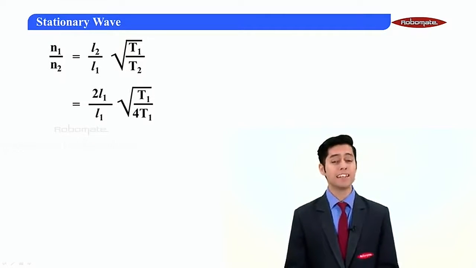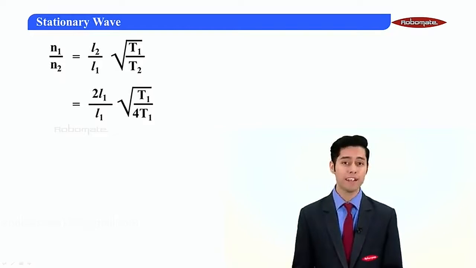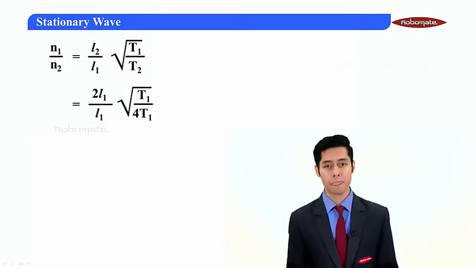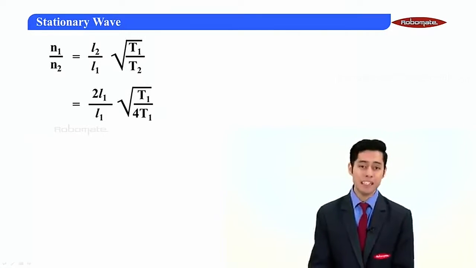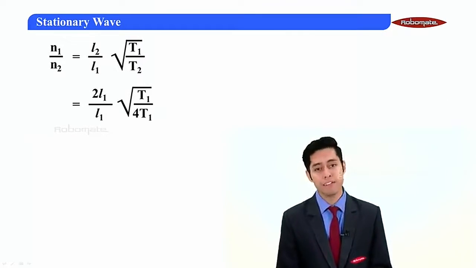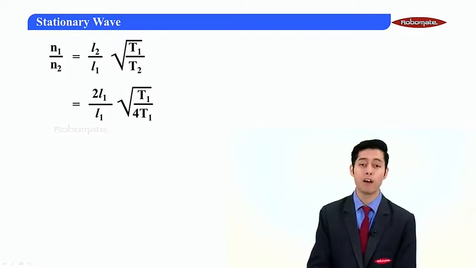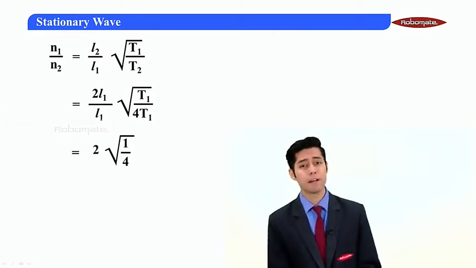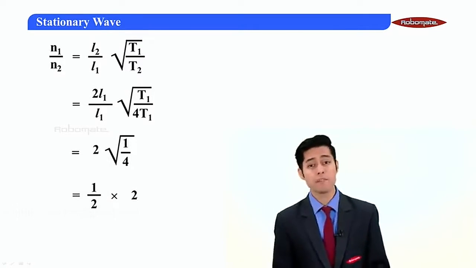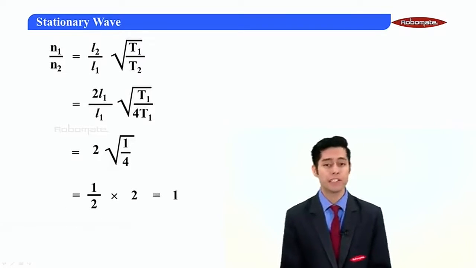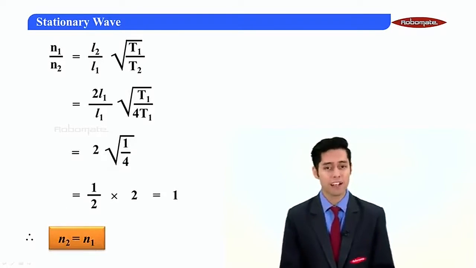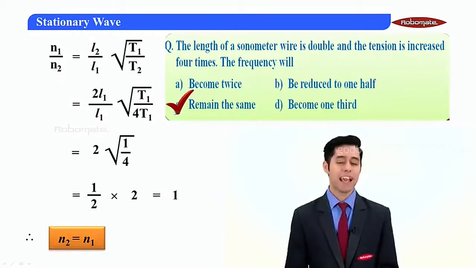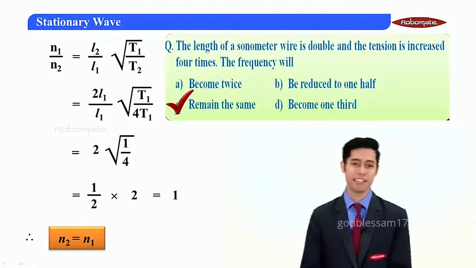I know that the final length is doubled, so it will be twice of L1, and final tension is 4 times the original, so it will be 4T1. On substituting L2 and T2, I get 2L1 by L1 multiplied by square root of T1 by 4T1. On solving this, I get 2 multiplied by square root of 1 by 4, which comes out to be 1 by 2 into 2, which is actually 1. So can I say N1 is equal to N2? That means the frequency will remain the same. Hence option C is the correct option in this case.